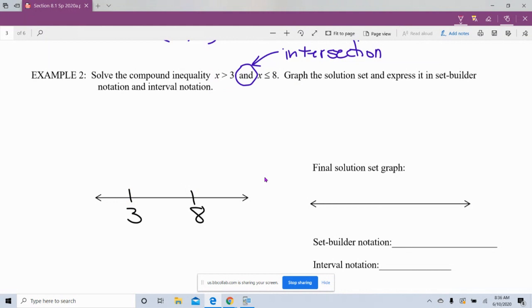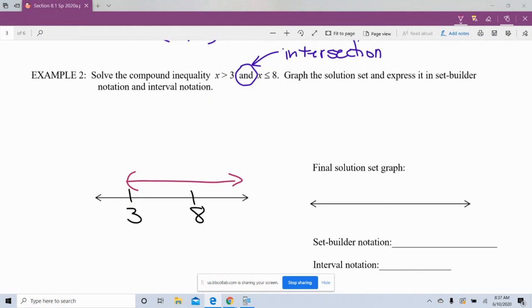So for that first set, there's no part of an equal sign there, it's just greater than. So 3 itself would not satisfy this. If I put the 3 in for x, it would say 3 is greater than 3, and that's not correct. So I'm just going to use a parenthesis at the 3, and I will be shading off to the right.